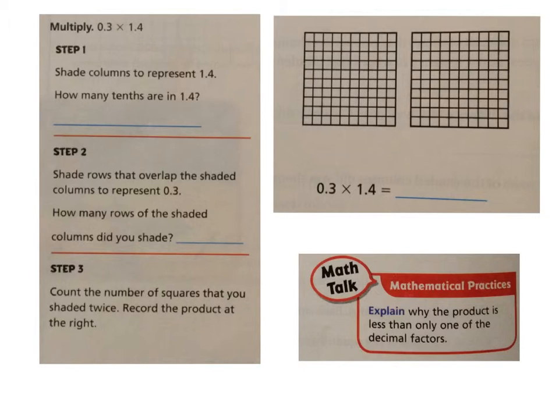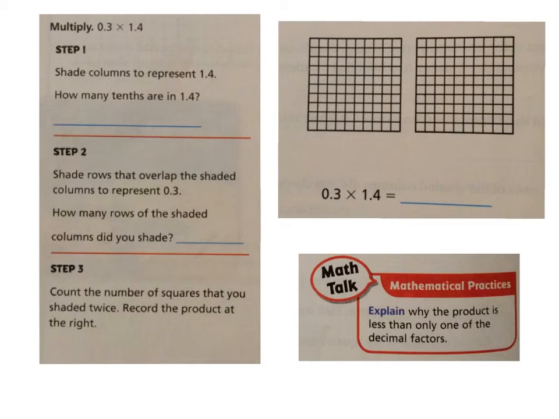So what I'm going to first ask you to do, I know before I told you to shade in the first factor going up and down, but right now we're going to shade in the first factor going across. We're going to shade in the second factor of 1.4 going up and down. Okay? So we're going to shade in enough columns to represent 1 and 4/10. How many tenths are in 1 and 4/10? How many tenths are in 1 and 4/10? Adam? 14. Okay, so go ahead and shade in 14 rods.